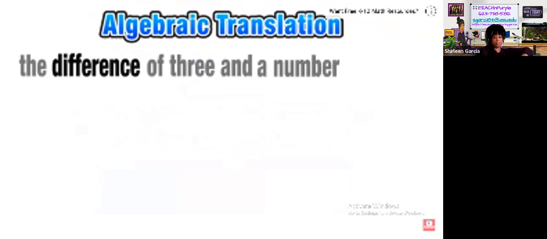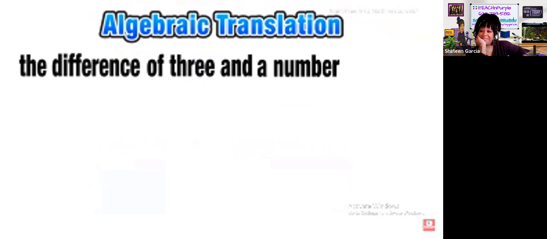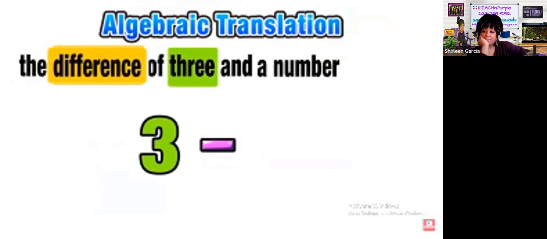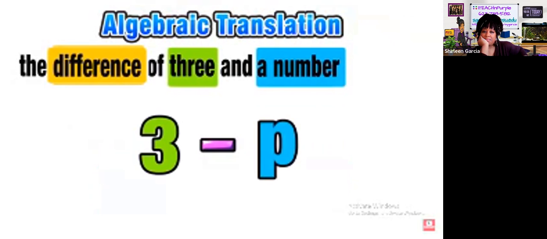Cool. Moving on now, if we had the phrase the difference of 3 and a number, we could easily translate this. Difference is subtraction, and we have 3 minus some number, we'll call it p, so 3 minus p would represent this phrase.